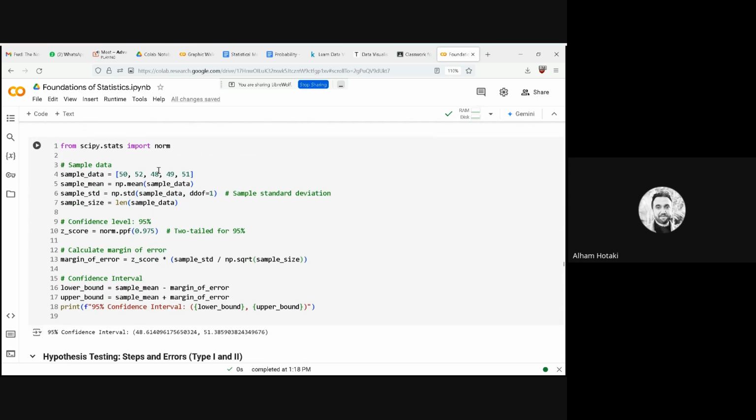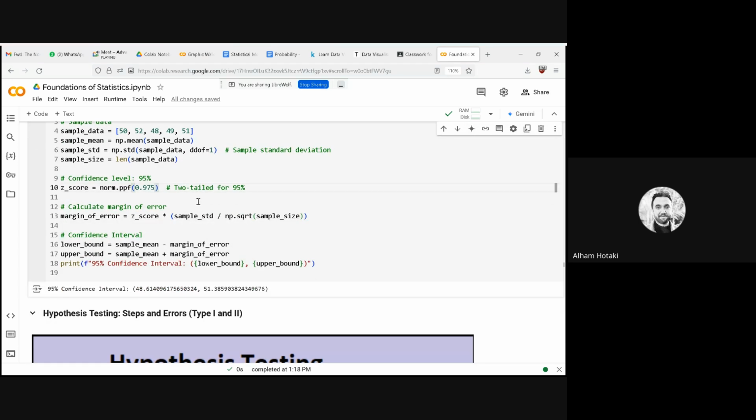So for example, we have sample data. This is our sample data. We calculate the sample mean for this data, then the sample standard deviation. You have to calculate the sample standard deviation for this data. Then the sample size: this is 1, 2, 3, 4, 5. 5 is the size of this sample data. Now look at the confidence level, 95%. What does it mean? The z-score is norm.ppf(0.975), two-tailed for 95%.